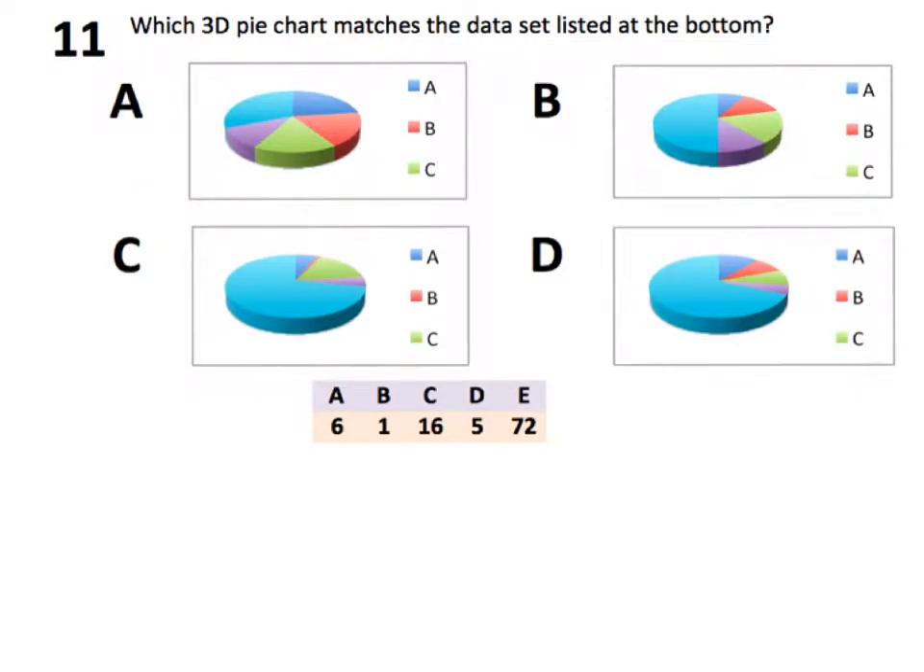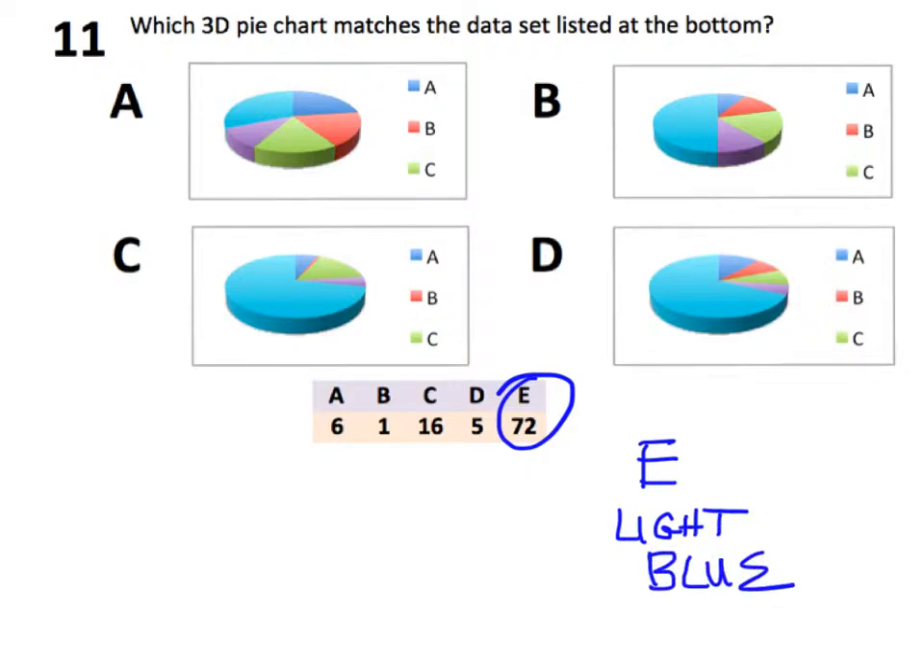In this problem, which 3D pie chart matches the data set listed at the bottom? Here is the data set at the bottom. Which 3D pie chart represents that? You can pick out an item. You need an E, which is 72, which of course is not on there. And they're the same color coordination as the other problems that we had. E was light blue. And I'll make that adjustment before we get to the test.